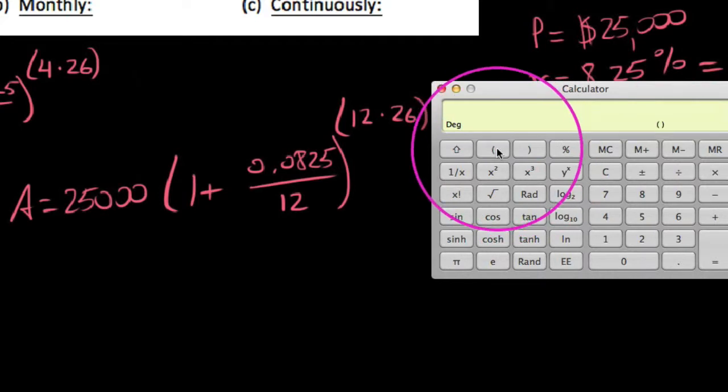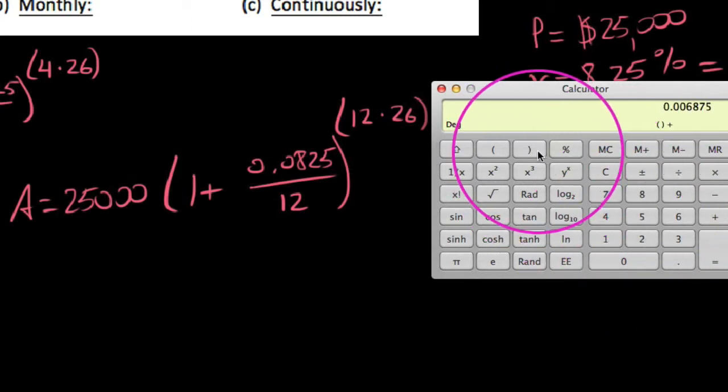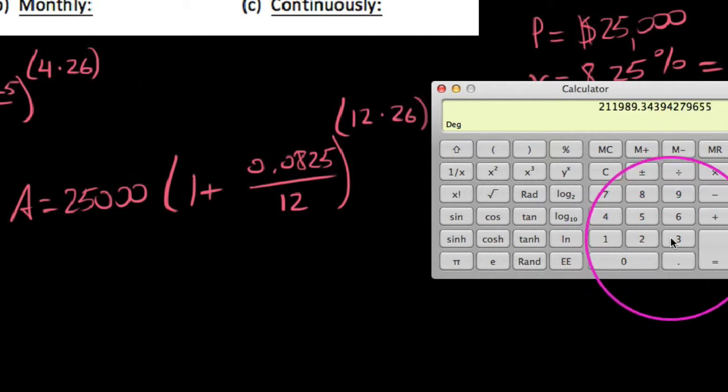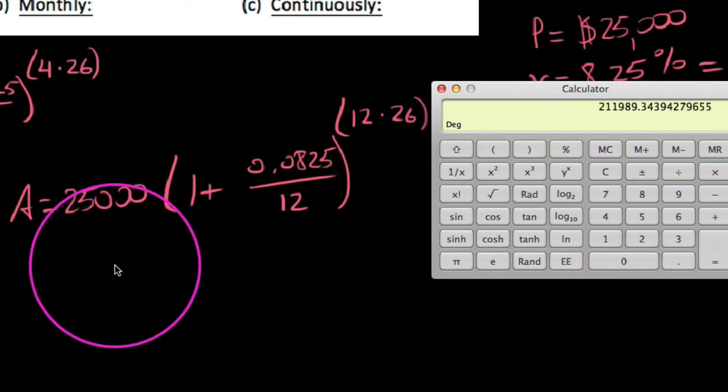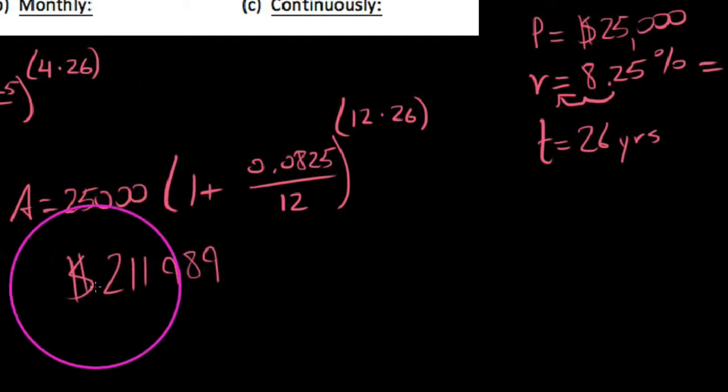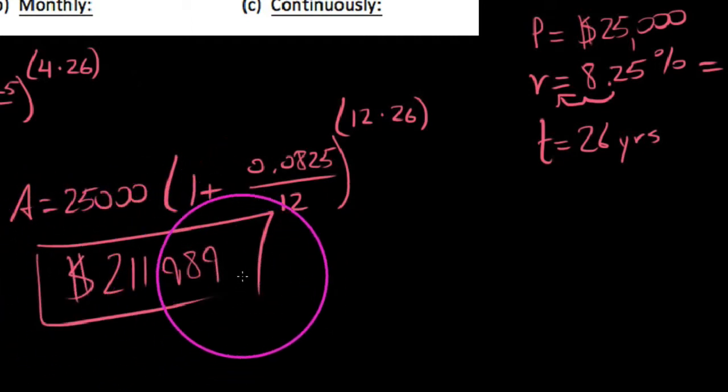Let's find out. So we'll do what's in the parentheses first. 1 plus another set of parentheses, 0.0825 divided by 12, and that set of parentheses, and that set of parentheses. Now this is to the power of, in parentheses, 12 times 26, end parenthesis, equals, and then we'll take this times 25 grand. So about $211,989-ish. So it is more, but it was compounding interest more often.